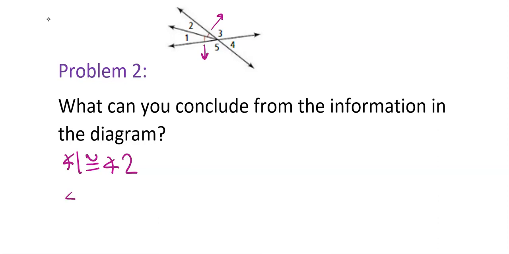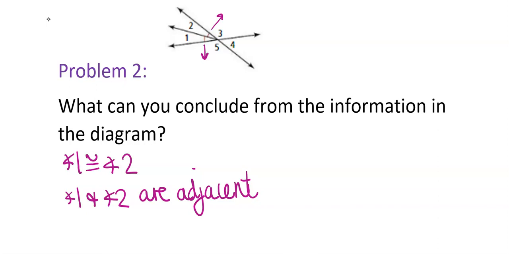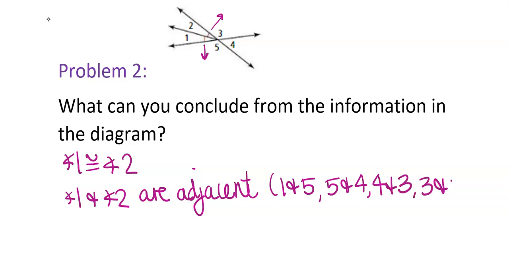Angle 1 and angle 2 are adjacent. And there's lots of other pairs in there as well. 1 and 5 are adjacent. 5 and 4 are adjacent. 4 and 3. And 3 and 2. So you could pick any of those.